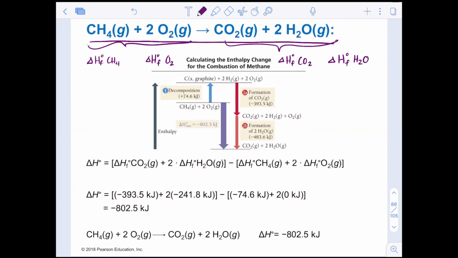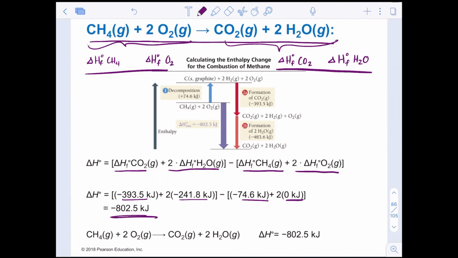But let's look and see products minus reactants. We take 1 carbon dioxide and 2 waters based off of our coefficients and subtract from it 1 methane and 2 oxygens. We insert our values from the table and add them up. Negative 802.5 kilojoules per mole.